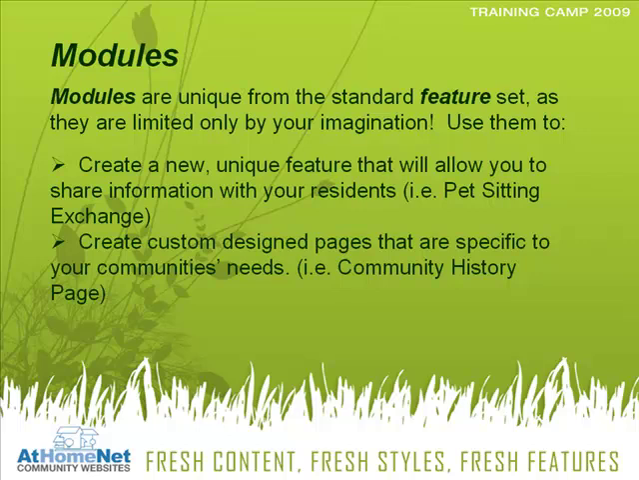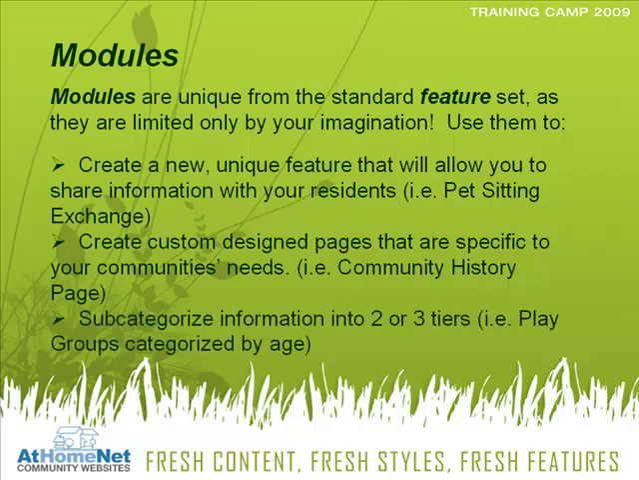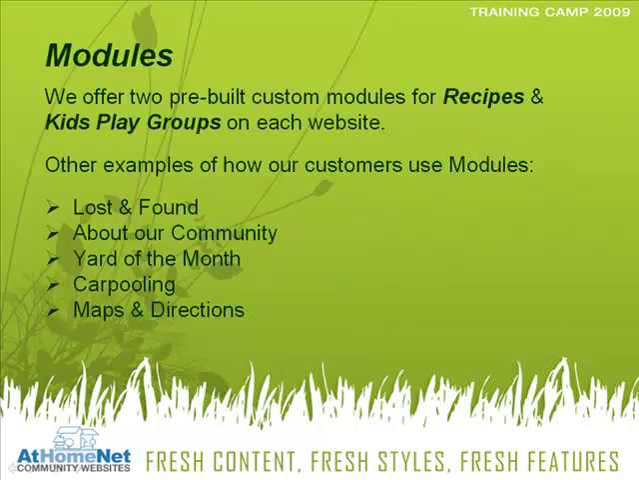So this could be a simple page such as a community history page. And finally, you can use them to subcategorize information into 2 or 3 tiers. For example, kids' playgroups categorized by age. We offer 2 pre-built custom modules for recipes and kids' playgroups on every website.